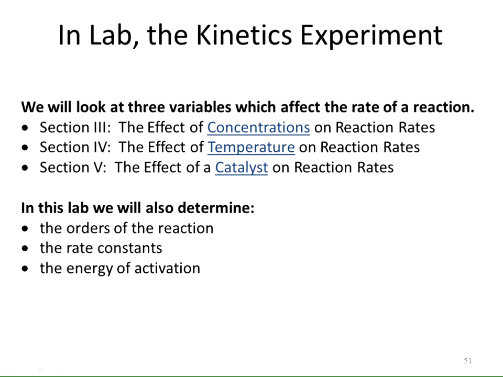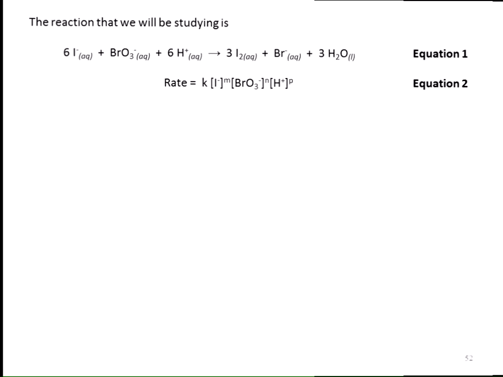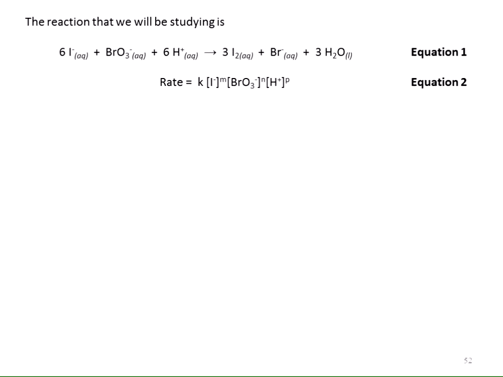So in this lab, you will be determining the orders of a reaction, the rate constant, and the energy of activation. So the reaction that we're going to be looking at is the reaction of iodide reacting with bromate and acid to produce iodine, bromide, and water.